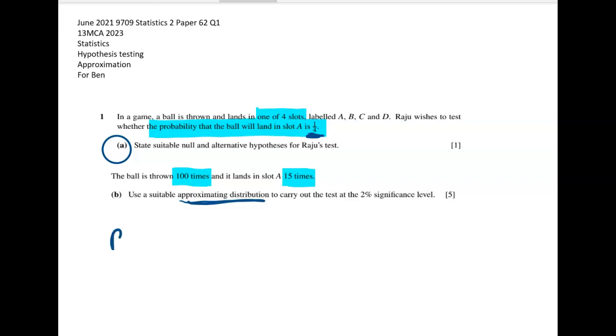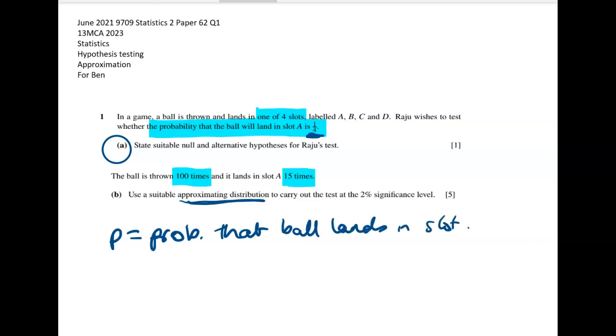So in part A, if P is the probability that the ball lands in slot A, then we've got H0, the null hypothesis, is that P is equal to 1/4, and H1, P is not equal to 1/4.